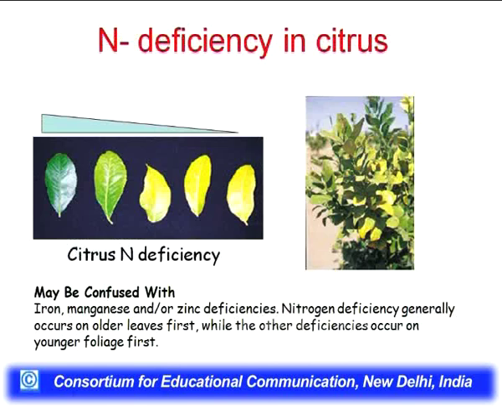Look here. This is a plant on the right side. This is a citrus plant. The citrus plant is grown under nitrogen deficiency condition. Now, if you look at this plant, you can see some leaves are turning yellow, while certain other leaves over here are still green. That means you can see the older leaves, which are down, show the symptom first. That is because nitrogen is highly mobile.